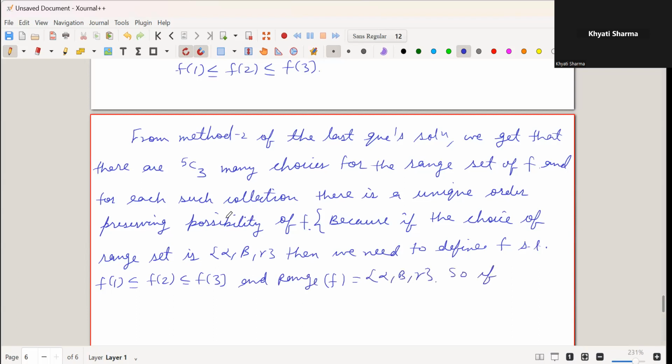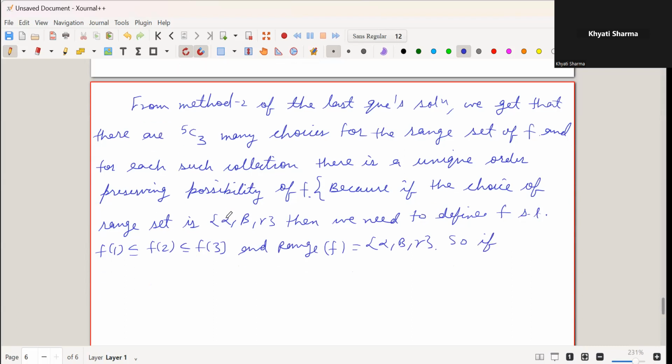So without loss of generality, if say alpha is less than beta less than gamma, then f(1) has to be alpha, f(2) has to be beta, and f(3) has to be gamma, because you have to preserve the order. So that's how you have to define it.